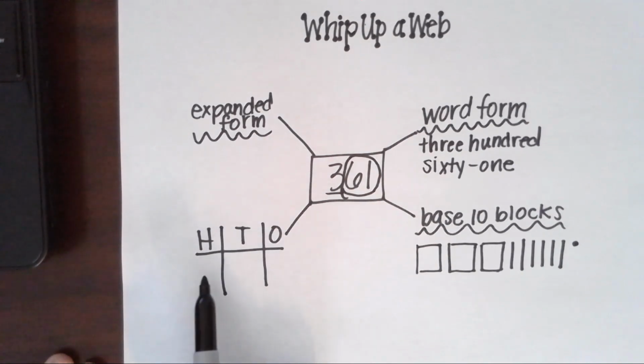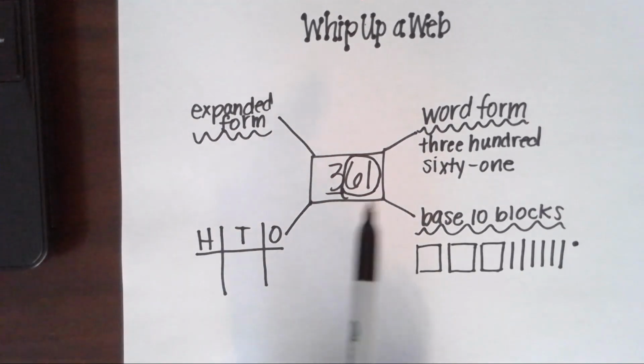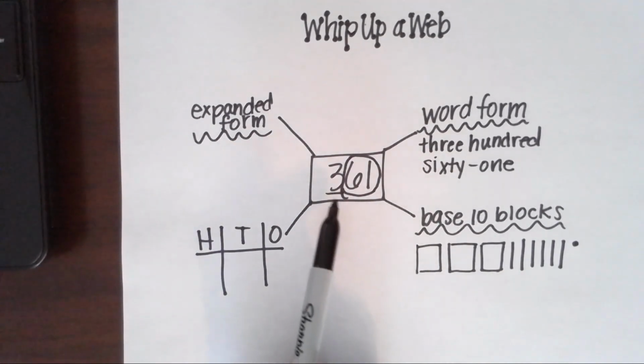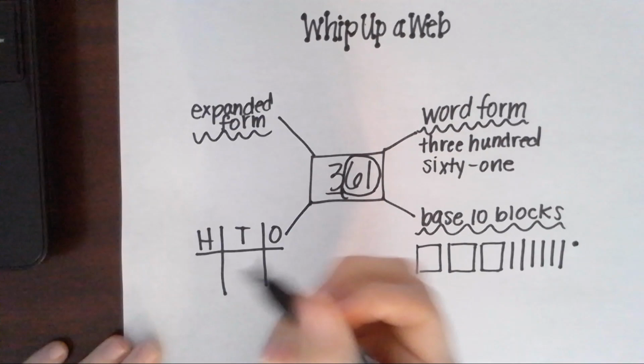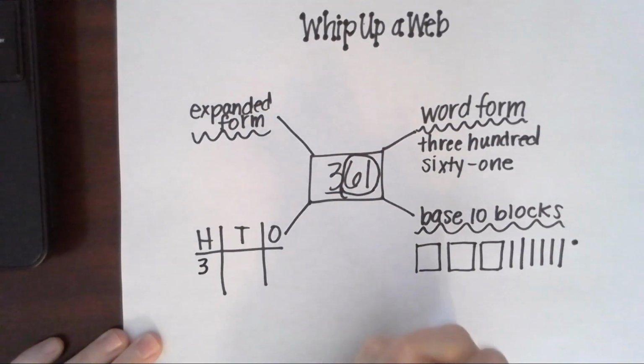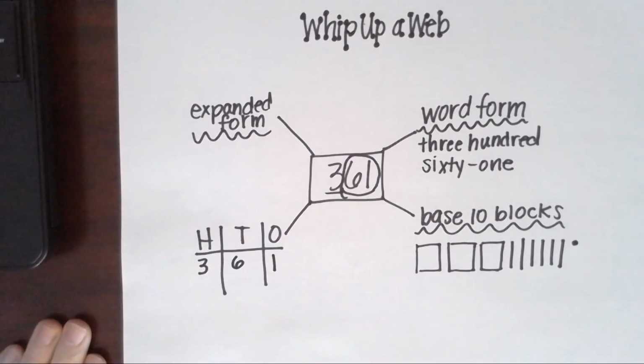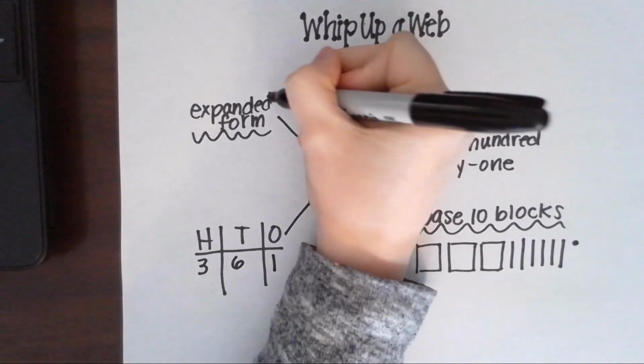Now, the hundreds, tens, and ones chart is just rewriting the number in the correct place. Okay? So, 361 has 3 hundreds, 6 tens, and 1 one. Okay? Then we go to expanded form.